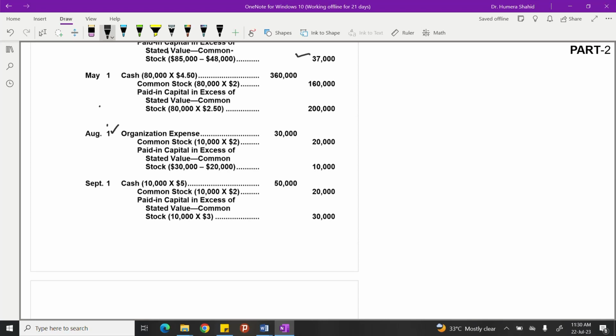Organizational expenses gets debit. The bill amount was 30,000. Common stock gets credit, 10,000 shares multiplied by 2 per share, so that is 20,000. And paid-in capital in excess of stated value. So the difference is 10,000.